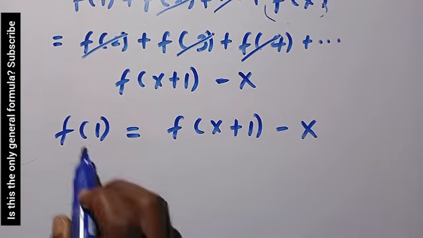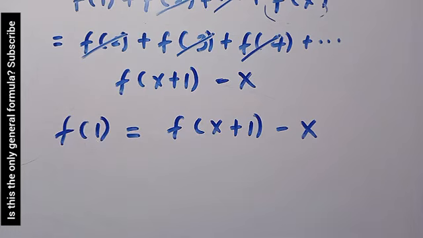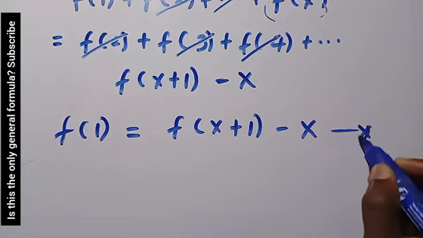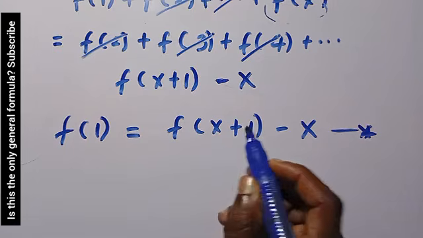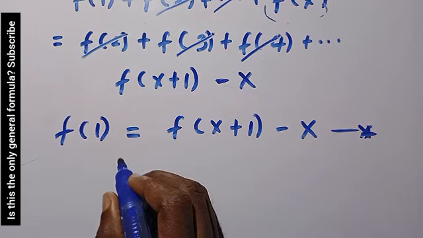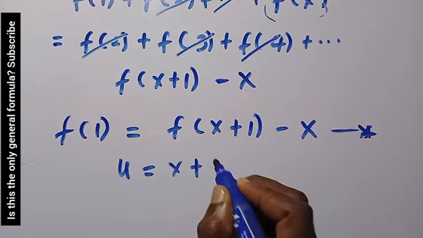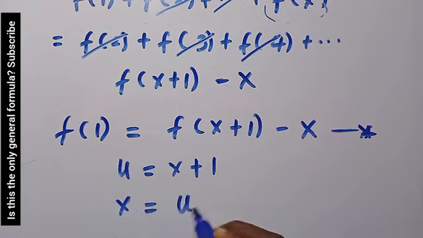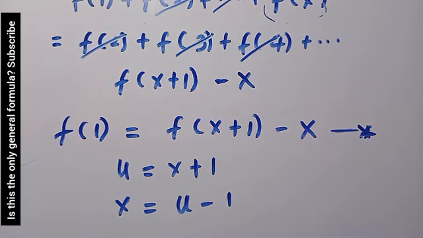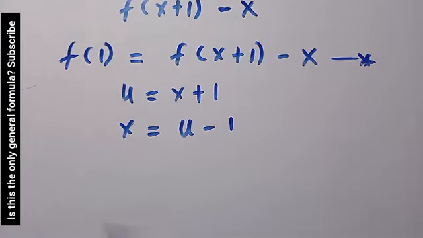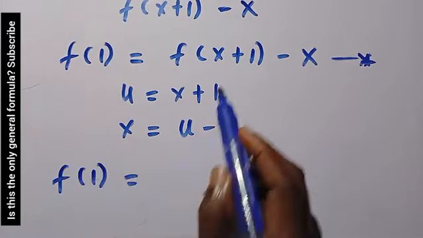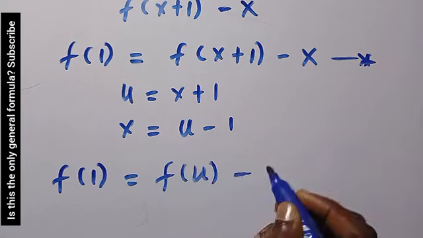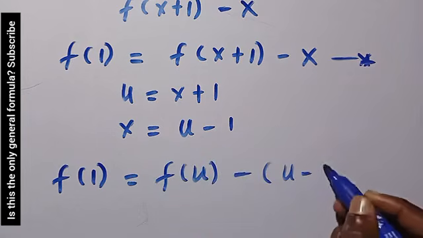Then we need to know what the value of f of 1 is. Let's simplify x plus 1 further. Suppose I let u be equal to x plus 1. By making x the subject, we have x equals u minus 1. And if x equals u minus 1, let's come back to where we have f of 1. So our f of 1 now becomes f of u minus, so x is now u minus 1.